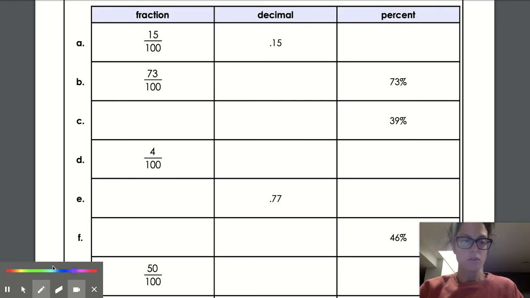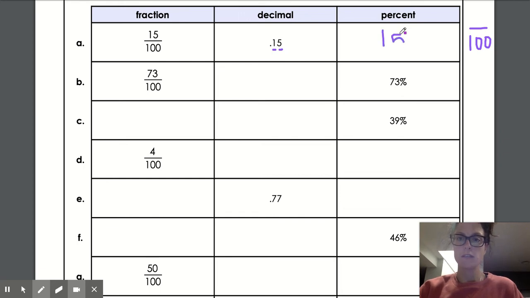So right away, if we get started, I'm going to choose the color purple today because I'm feeling kind of purpley. So if we have the fraction 15 hundredths, remember we write that as a decimal with a 1 in the tenths place and 5 in the hundredths place. And yesterday, remember percent means out of 100. Okay. So if I have 15 hundredths, that means that I'm going to have 15%.